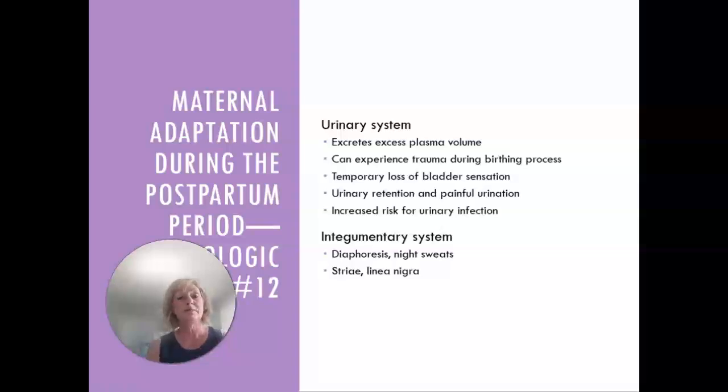The integumentary system, again, we're going to have that diaphoresis where they're going to be sweating. They're going to have those night sweats. And then the striae, which is just the stretch marks, those are going to be kind of pink initially. They will fade to kind of a silvery color, but they really will never go away. Now, the linea nigra, that is the brown line that goes from the top of the belly button all the way down to the pubic bone. It's just a little line that goes down the center. That comes because of the hormonal changes, and that will go away as the maternal hormones go back to normal.